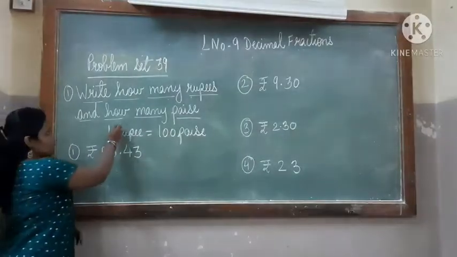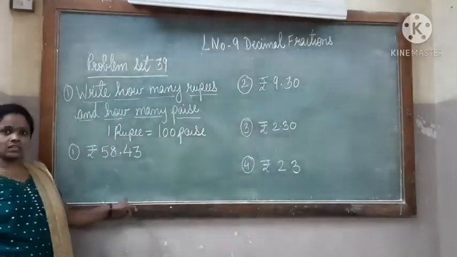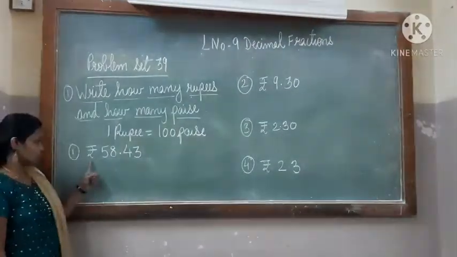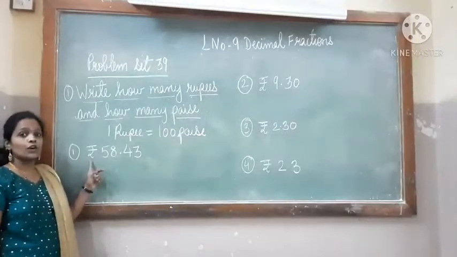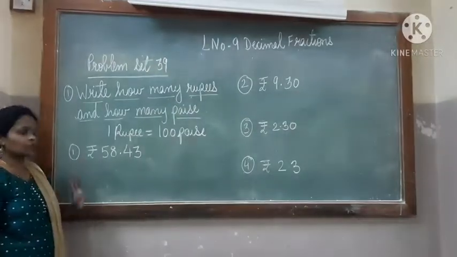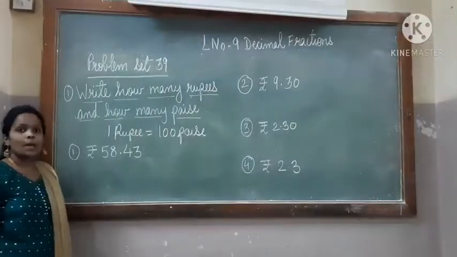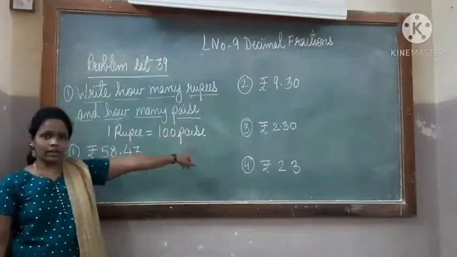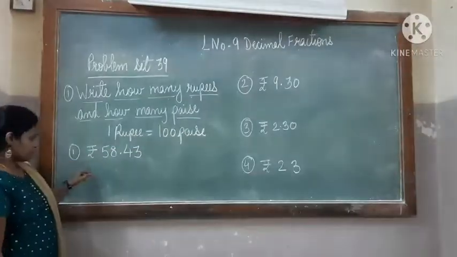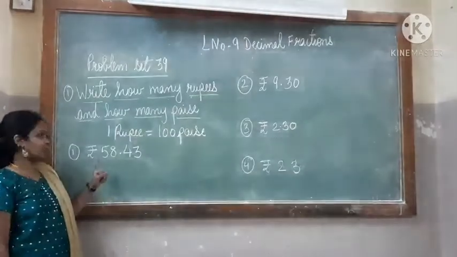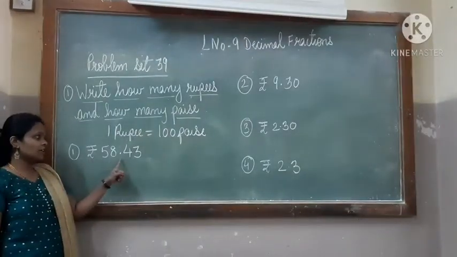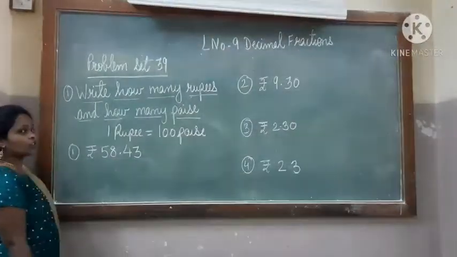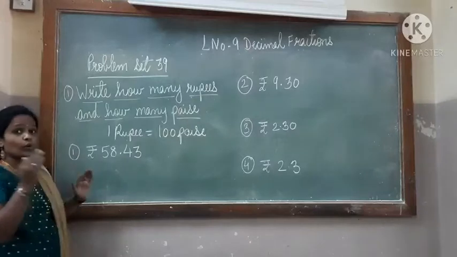So in the same way here we are going to write how many rupees and how many paise. This symbol which you can see here is the symbol of rupees. Now in this you have to write how many rupees and how many paise. And you should always keep in mind that 1 rupee is equal to 100 paise. Then, starting with the first one, that is rupees 58, decimal point and 43, like this it is given. Now here you have to write the rupees and paise. How are you going to write?